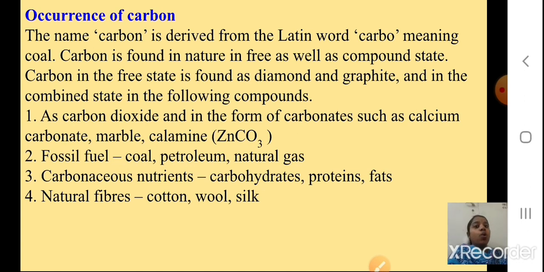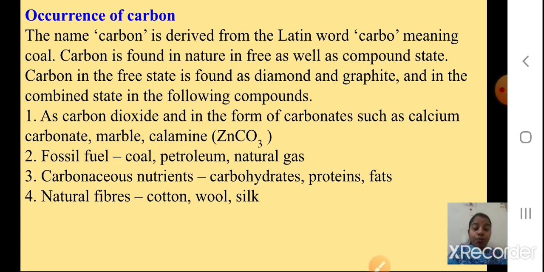Fossil fuels: coal, petroleum, natural gas. Carbonaceous nutrients: carbohydrates, proteins, fats. Natural fibers: cotton, wool, silk. So all these things, carbohydrates you are eating, proteins you are having every day in your food, means it is present in the form of nutrients also. Cotton clothes you wear, wool clothes, silk clothes, that means it is present with you. So hence carbon is very important in our life.